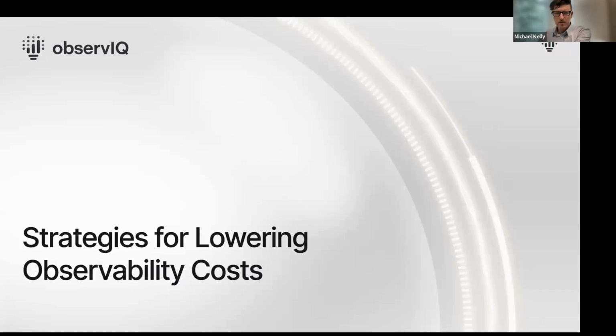Today, we want to talk about some strategies for lowering observability costs, and specifically with a focus on OpenTelemetry and how we can use that to build a pipeline and address some of the challenges that so many folks are facing with observability and security costs.